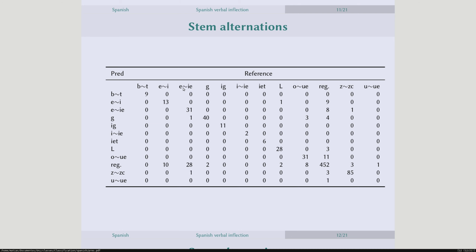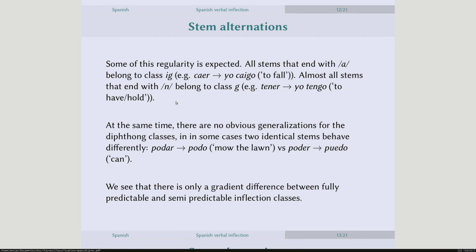And for example, the A to Y, we more or less predict, and it's rarely confused with any of the other patterns, but some could wrongly predict it as being regular. Same with A to E. This is somewhat expected, but it's very interesting. The point is that some of these patterns are fully predictable and easy to see how they are predictable. For example, this IG class are all verbs which have a stem which ends in A. Things like caer, that the stem is ca, and it's caigo. So that's a very good predictor. For the G class, it's mostly stems which end in N, like tener, tengo, and derivatives of tener.